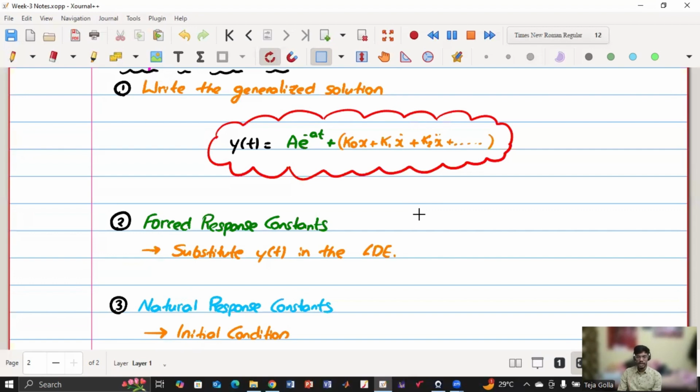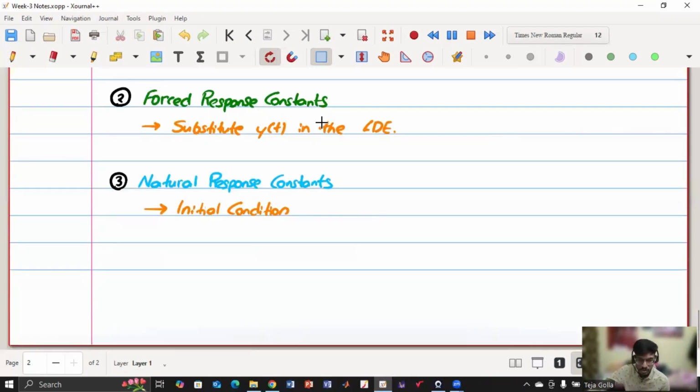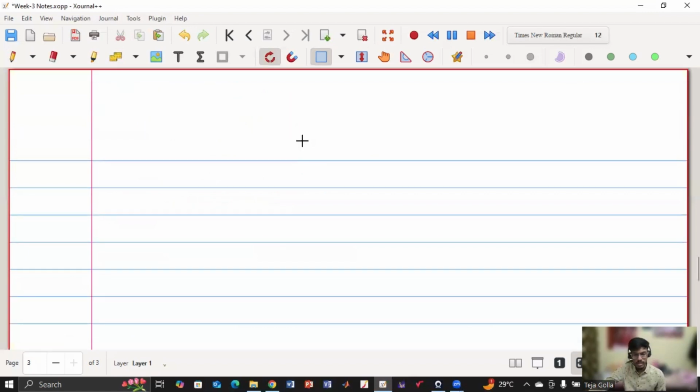Once we get all of k0, k1, k2 and so on, how are we going to get the A expression? We'll get that using the initial condition. So the initial condition is used to get the natural response constants. The forced response constants can be obtained by substituting y of t in the linear differential equation. Let us quickly solve one problem on the first order case.